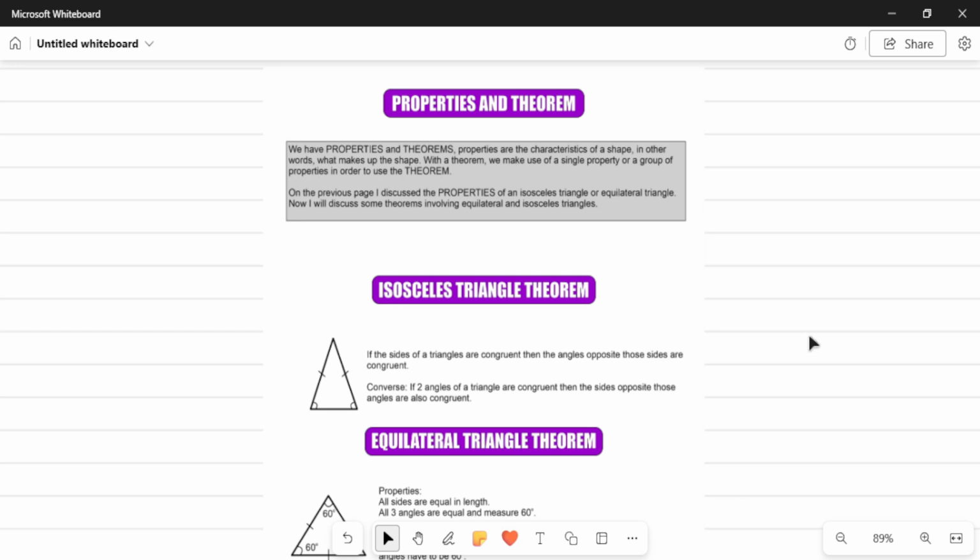But there's something that you need to remember, that there's a big distinction between properties and theorems. Properties are the characteristics of a shape. In other words, what makes up the shape. With a theorem, we make use of a single property or a group of properties in order to use a theorem. So you'll see exactly what I mean as we discuss these two theorems here. On the previous page, I discussed the properties of isosceles triangles and equilateral triangles. Now I will discuss some of the theorems involving equilateral and isosceles triangles.